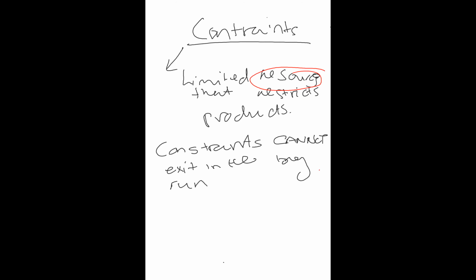So now, how do constraints go and affect our decision making? We need to remember what we said a constraint is. It is a limited resource that restricts production. How does a constraint affect the decision making? One, the optimal production levels cannot be attained when we have a constraint.